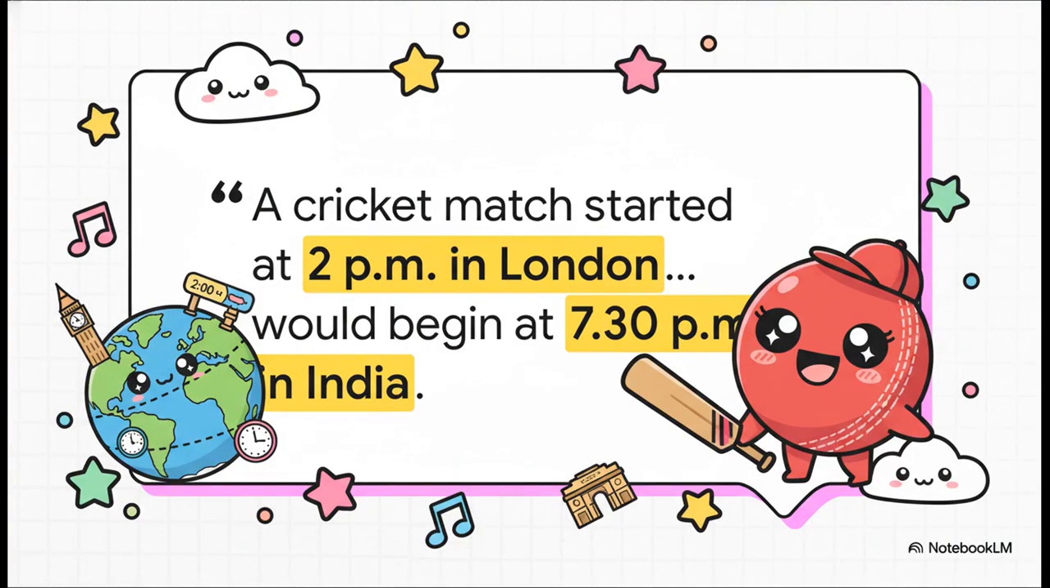You see this play out in the real world constantly. Think about watching international sports. A big cricket match might start at a perfectly reasonable 2 p.m. in London. But because of that time difference, that means it's starting at 7:30 p.m. in India. That's the global grid system working, right there, coordinating everything from business meetings to our favorite sports all across the planet.